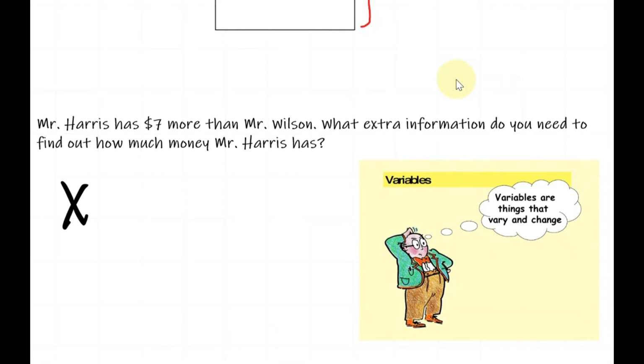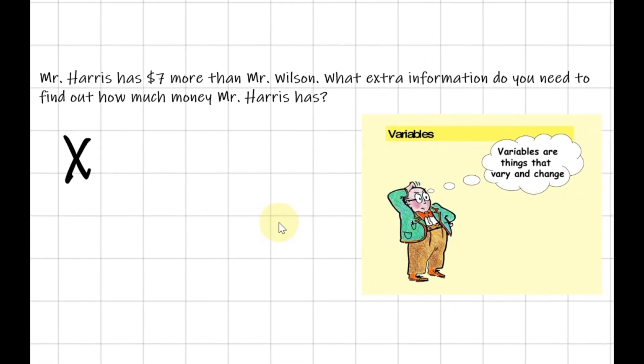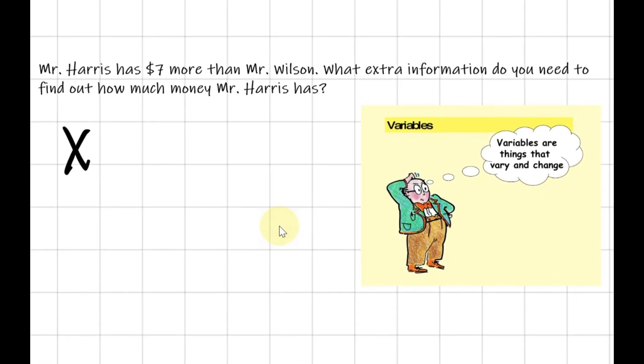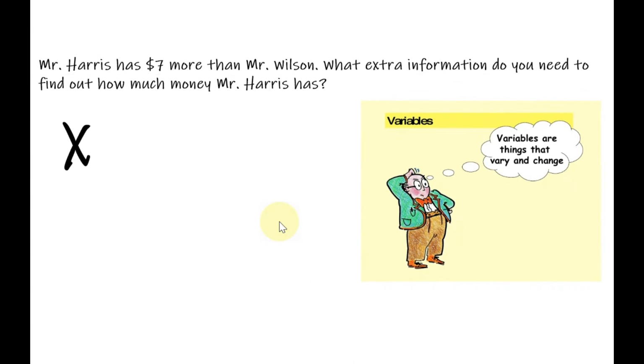Mr. Harris has $7 more than Mr. Wilson. What extra information do you need to find out how much money Mr. Harris has? Okay, you need to know how much money Mr. Wilson has. In the problem, you are not told how much Mr. Wilson has, so it's an unknown amount.